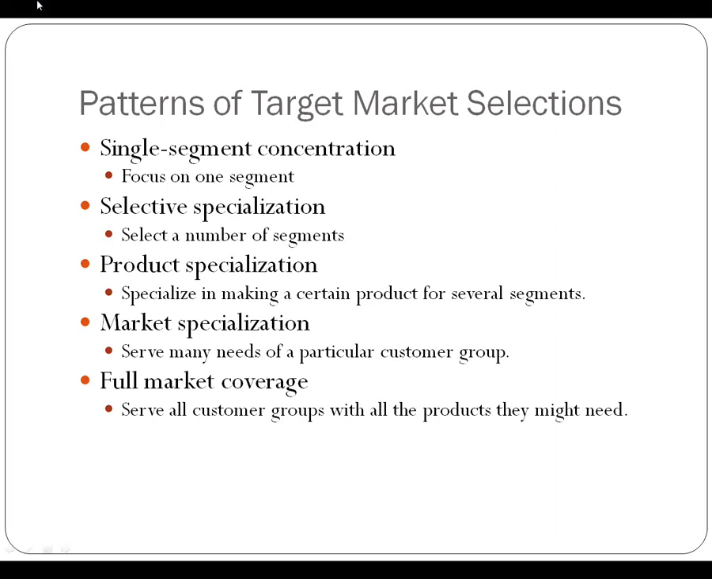Product specialization. This is where you produce one product for multiple segments. Not necessarily all segments, but basically just one product. And you have market specialization. This is where you produce multiple products and services for one particular segment. So we can say it's a special case of a single segment concentration. You're focusing on one segment, but meeting all of their needs or many of their needs.